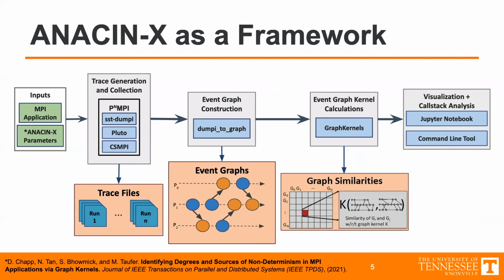In the third stage of the Anacin-X framework, the kernel calculations are used to provide a proxy metric for the similarities between the event graphs and correspondingly the similarities between the runs of an application. Finally, in the fourth stage of Anacin-X, it comes packaged with tools for visualization and analysis of the data encoded into the kernel calculations.